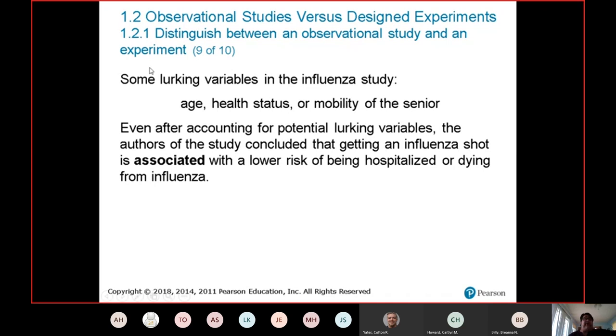I'm sorry. Even after accounting for potential lurking variables, the authors of the study concluded that getting an influenza shot is associated with a lower risk of being hospitalized or dying from influenza.